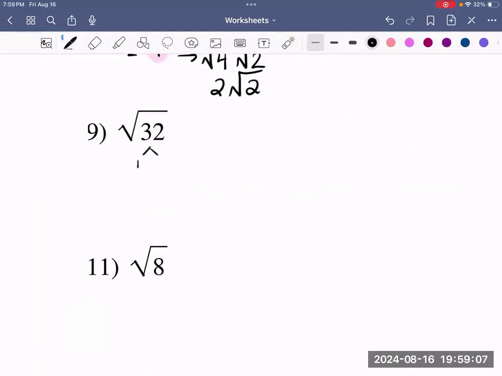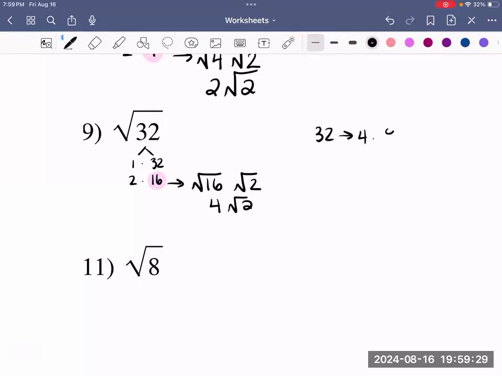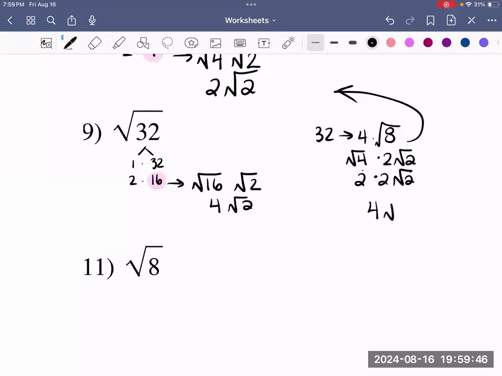32. So 1 and 32, 2 and 16. And if you already can recognize, okay, well, 16 is that perfect square, awesome. This is where you can stop and say this is the square root of 16 times the square root of 2, so 4 root 2. Now, if you're also thinking, okay, well, at least I know 32 can be 4 times 8. Okay, well, the square root of 4 is 2, and the square root of 8 we just worked on is really 2 root 2. So then you can multiply these 2 that are found on the outside to make 4.